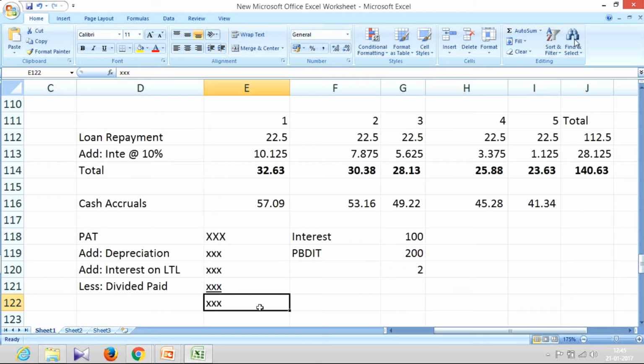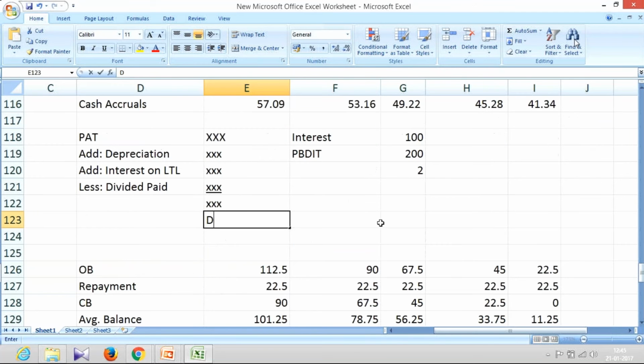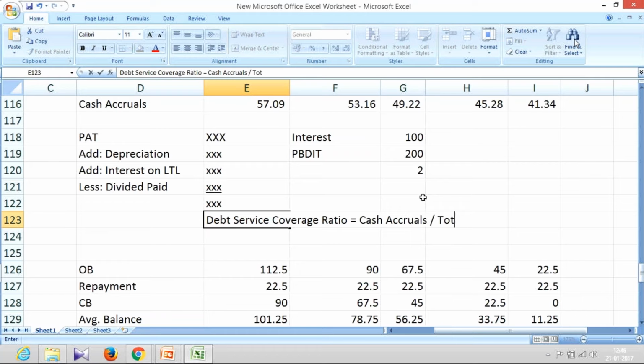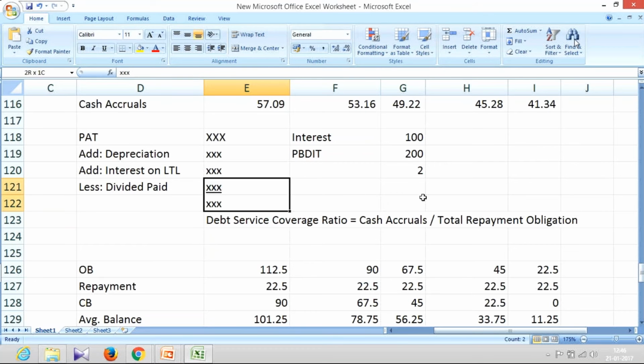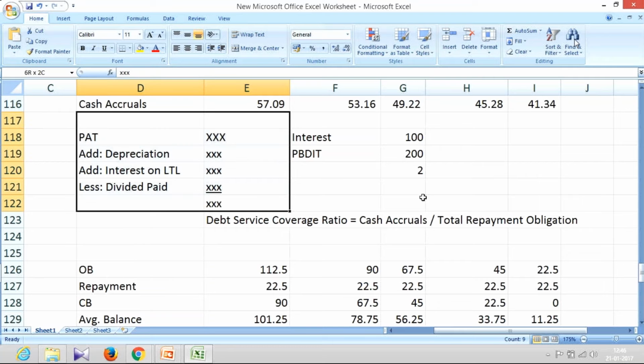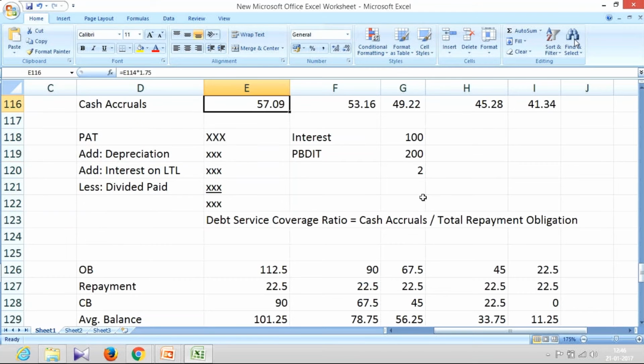So you have to calculate cash accrual for each and every year, and only if it is at least 1.75 times. So shall I make the formula? The formula for debt service coverage ratio is nothing but the cash accruals divided by total repayment obligation. What is cash accrual? This is the way in which we find the cash accrual. And what is total repayment obligation? Total repayment obligation is nothing but principal repayment plus interest.